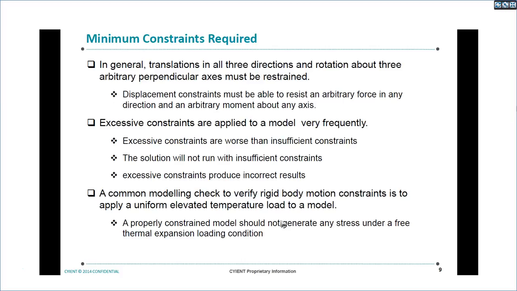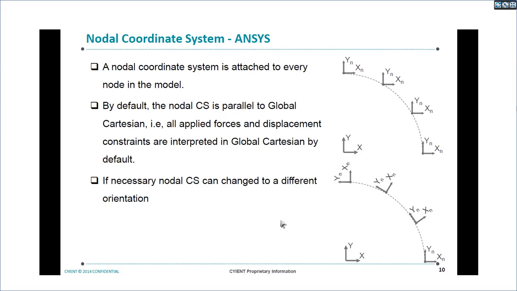So generally, what exactly are minimum constraints? What should minimum constraints do? A minimum constraint in the model should ensure that it restrains the rigid body motion of a particular component. I'm not talking about elements, I'm talking about a particular component. It's in three directions and in rotation. That means it should restrain the rigid body motion in 6 degrees of freedom. So this is about the nodal coordinate system. I'll talk about the nodal coordinate system again when I discuss loads.